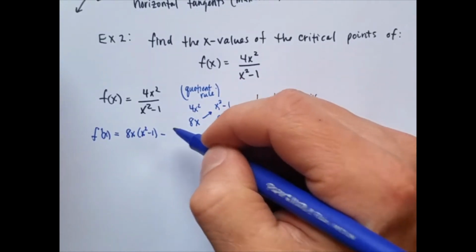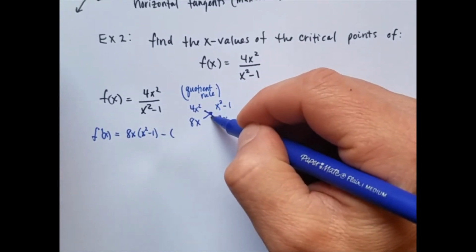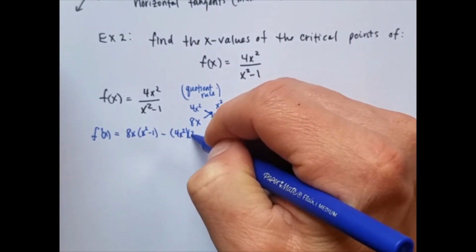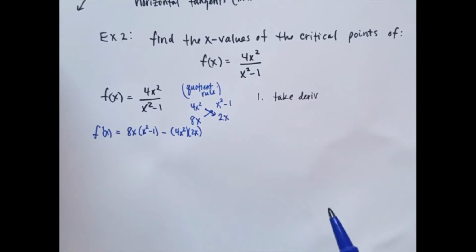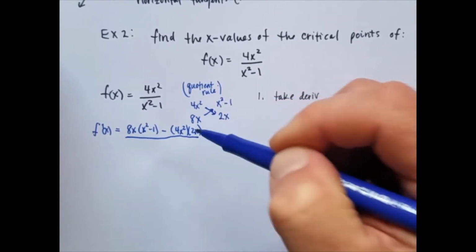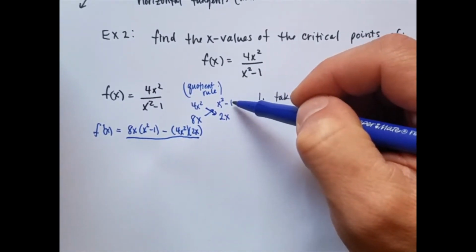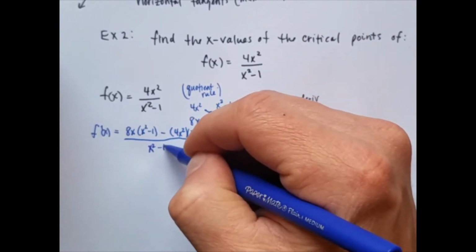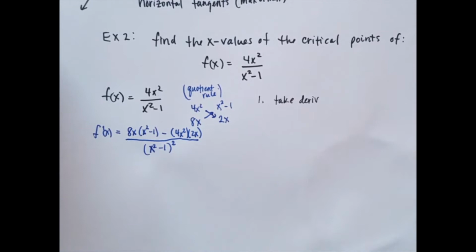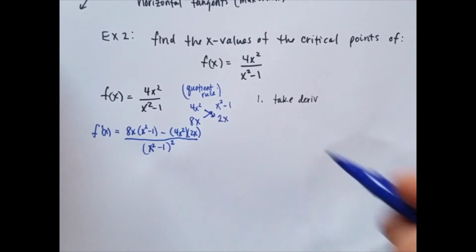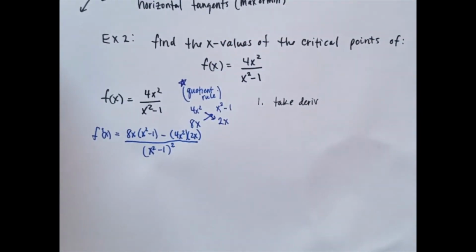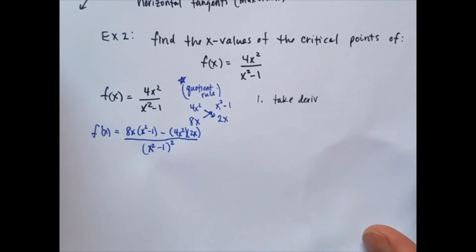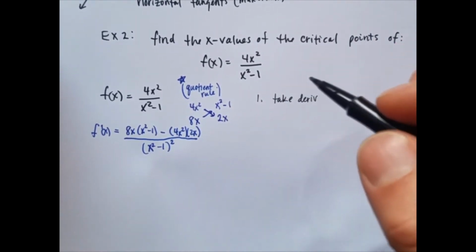We have to go in this order, 8x times x squared minus 1, minus 4x squared times 2x. And remember that when we do the quotient rule, we always have to put that over the v value squared. So this is my derivative. That was the very first step, and notice how I actually had to use my quotient rule here. Now the second step is going to be, same as above, set this equal to 0.